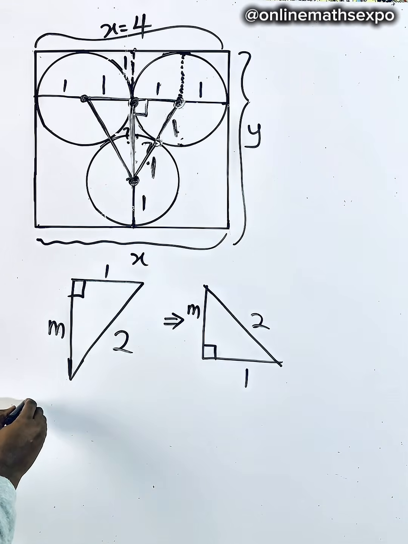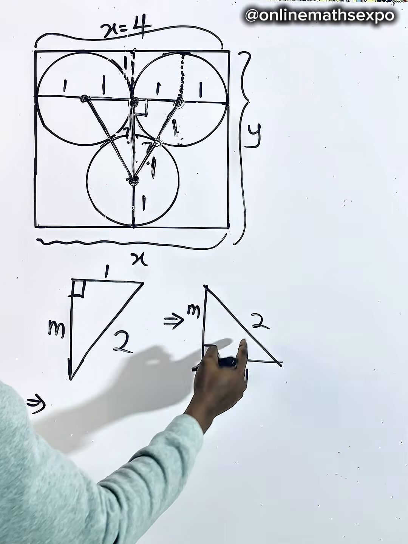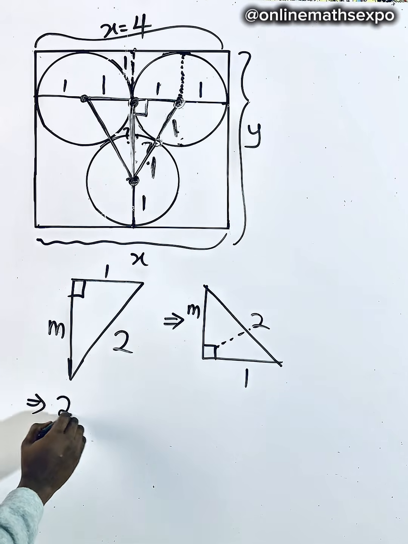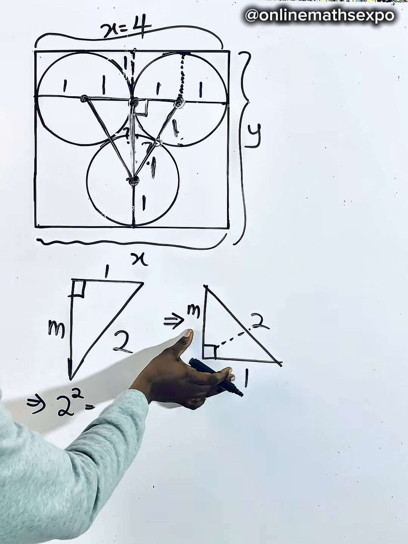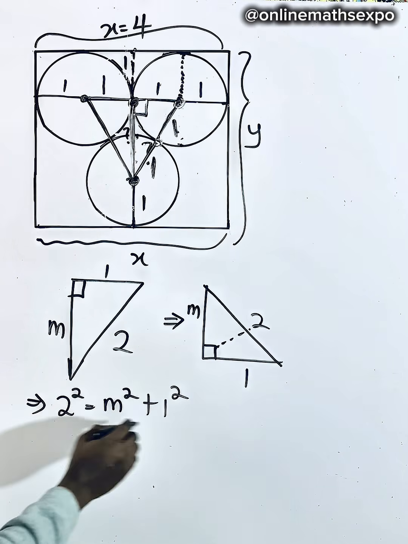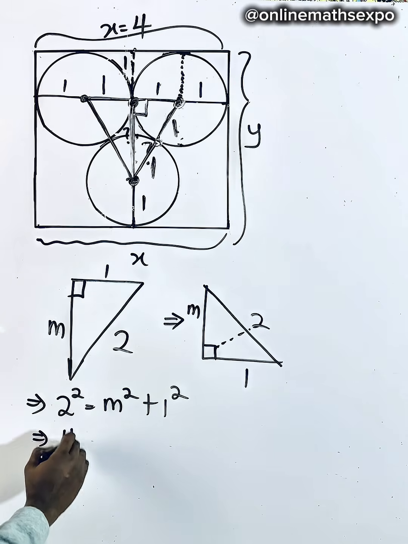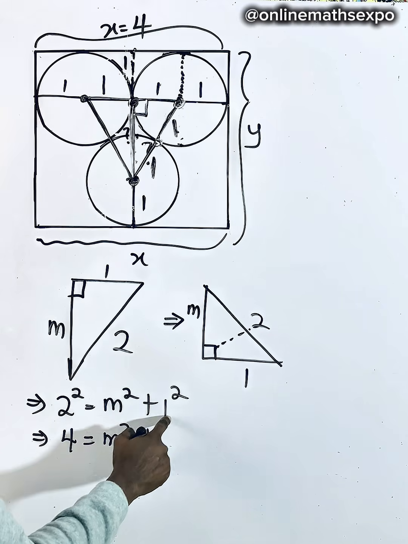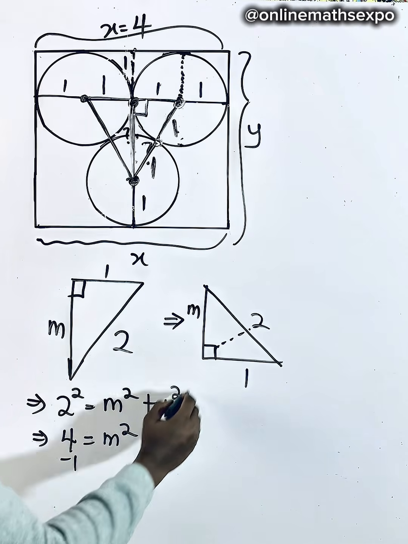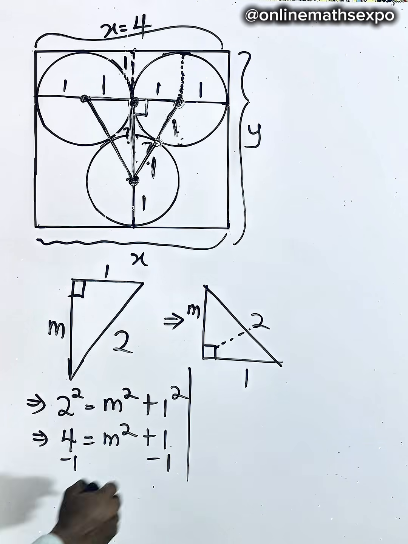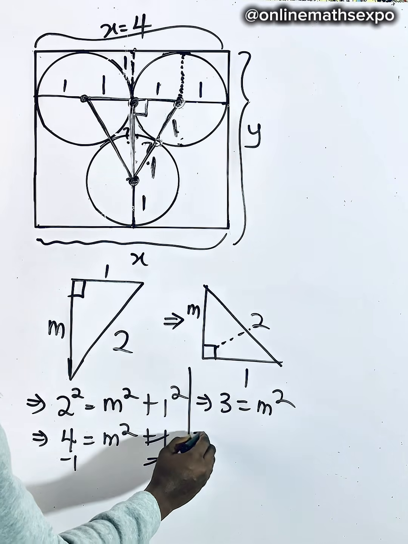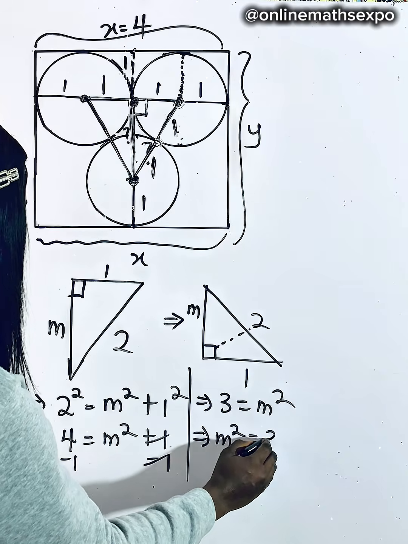So applying it here, we are going to square the side that is the longest, the side opposite to this right angle. It should be equal to the square of the two legs summed. So we have M squared plus 1 squared. Simplify, we have 2 squared gives 4 is M squared plus 1 squared, which is 1. Subtract 1 from both sides. When you do that, we have 3 is equal to M squared. This cancels. So it means that M squared is equal to 3.